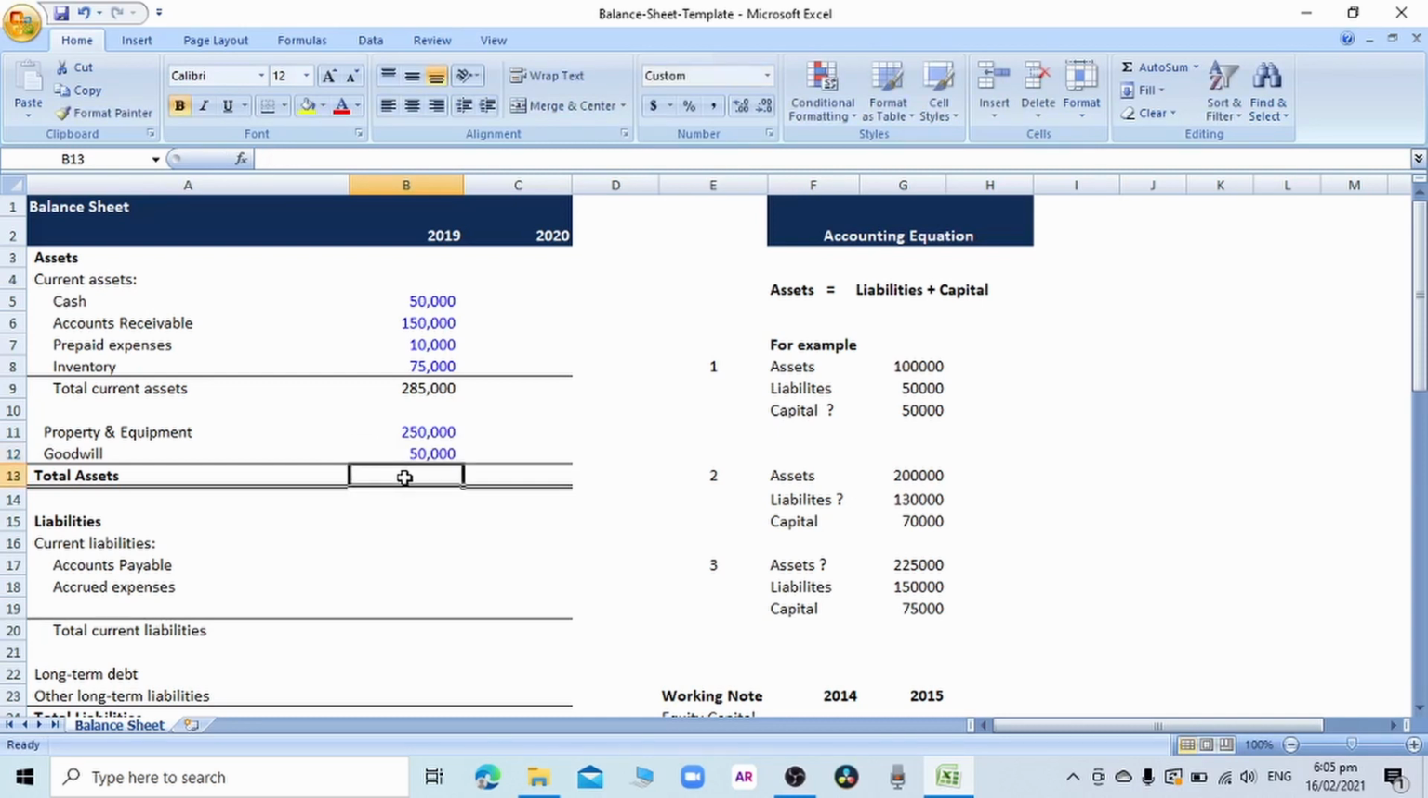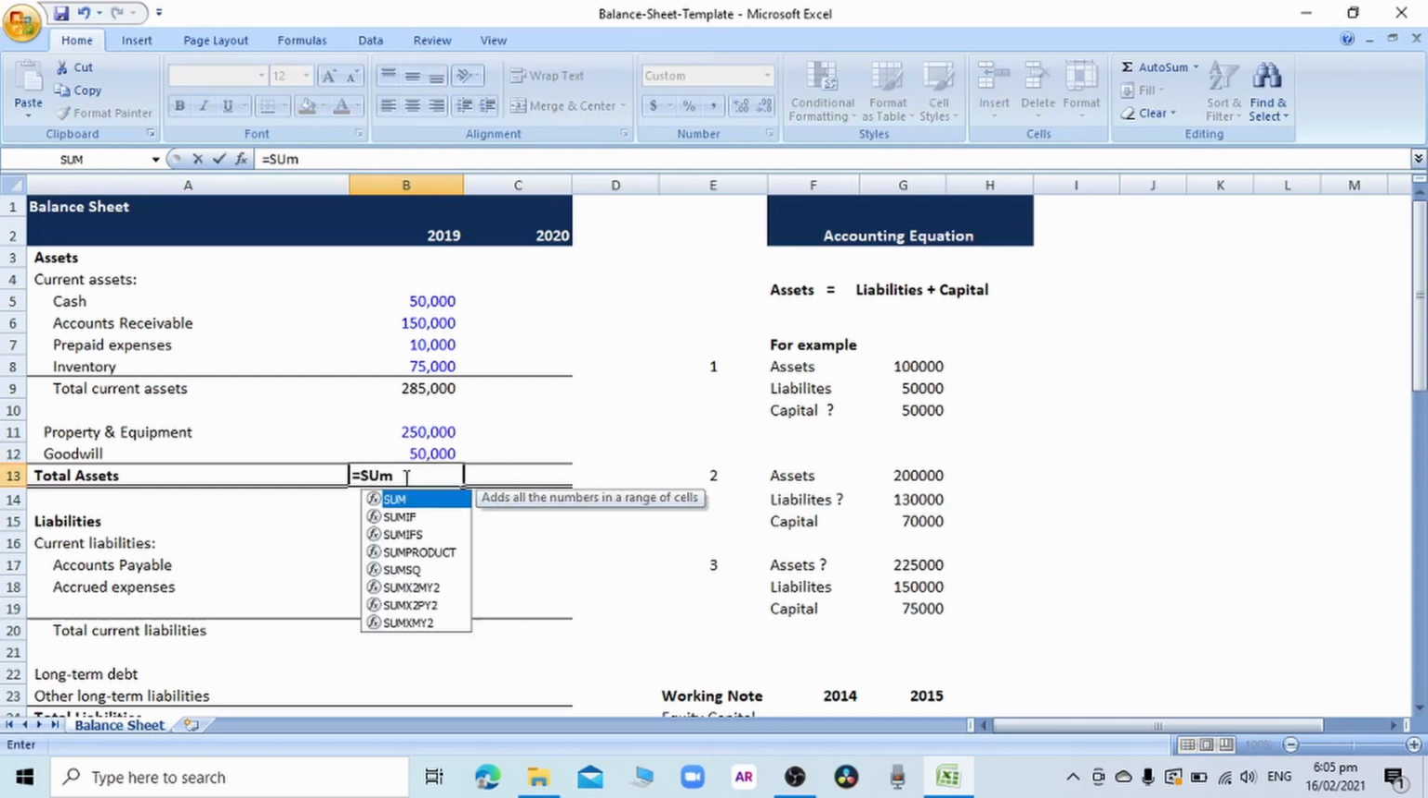So now you can get your total assets, equal to the formula for the sum: 285,000 plus 250,000 plus 50,000, right?